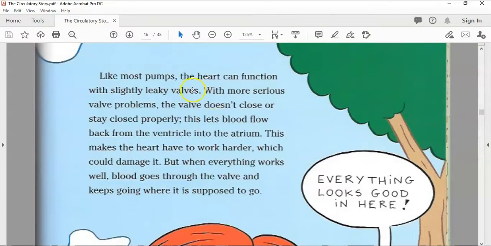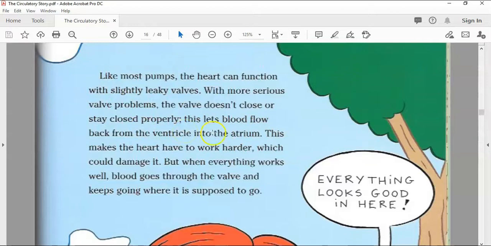It can still work. With more serious valve problems, the valve doesn't close or stay closed properly. This lets blood flow back from the ventricle into the atrium. So boys and girls, if we're comparing the valves to doors, the door can be closed and in the bottom there could be a little breeze of air, which is fine, right? The author told us that's fine. However, if the door isn't closed correctly and the blood goes back, is that good or is that bad?